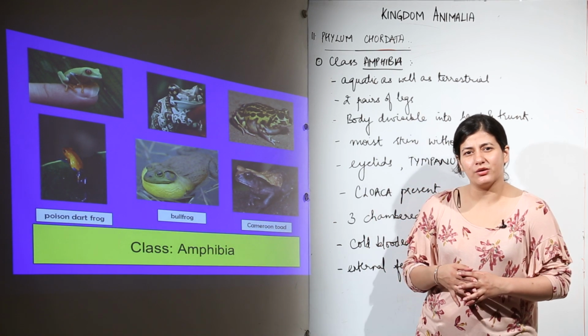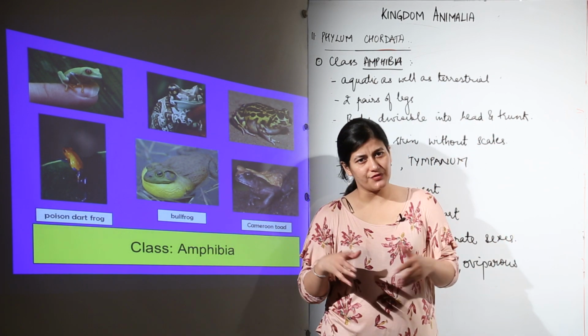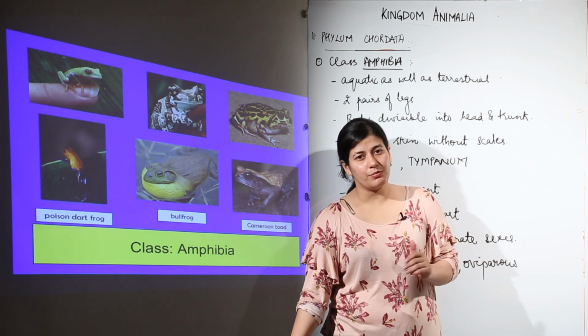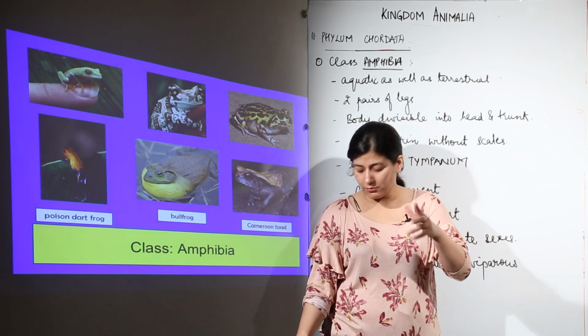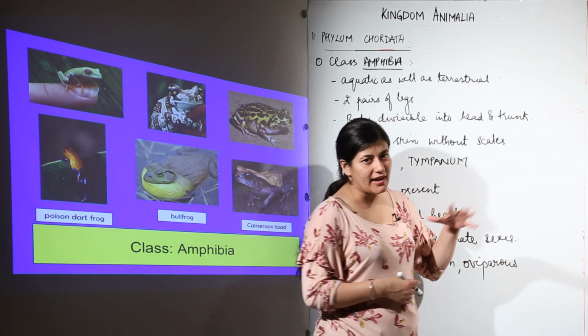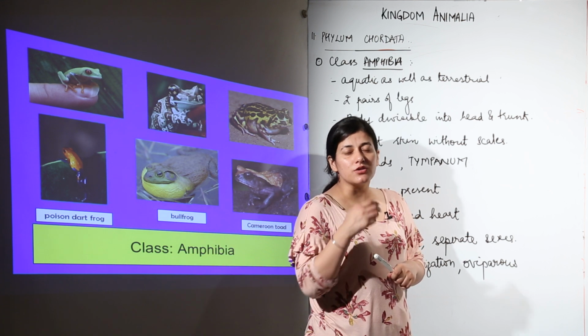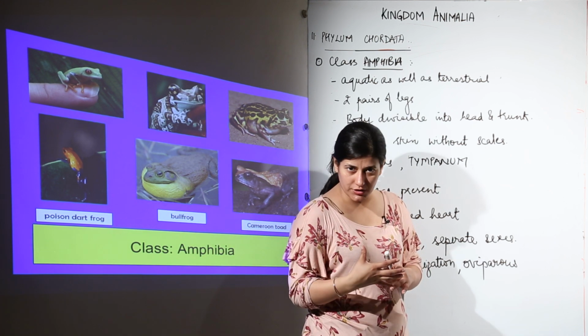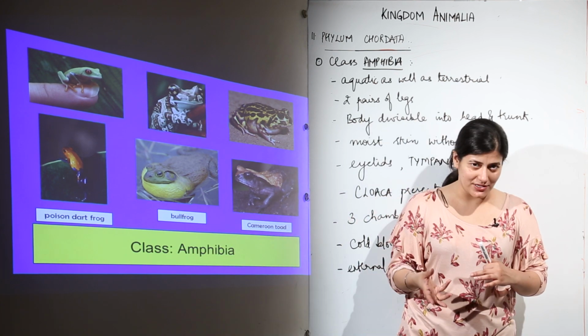Let us talk about the tetrapods now. First of them is class Amphibia. Now, when I talk about class Amphibia, break the word Amphibia. Bia would be for something living, bio as we have, and amphi would be dual. So, these organisms are going to survive both in land and water. So, they will be aquatic as well as terrestrial.